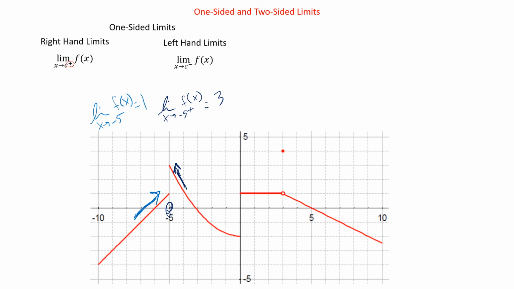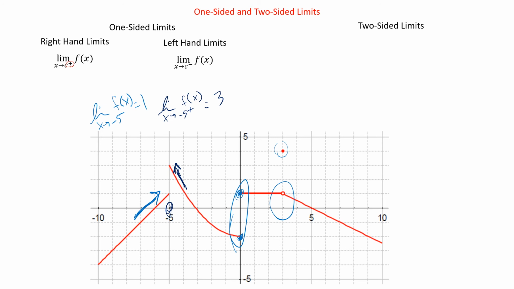At 0, right here, the right-hand one is going to be 1, and the left-hand one is negative 2. At 3, both the right and the left are going to 1. It doesn't matter that this guy's up here. The function does not have to be defined for the limit to exist, because it doesn't matter what that value is. It's about what's around that value. We're covering up that value. So that one, both of them would be 3.